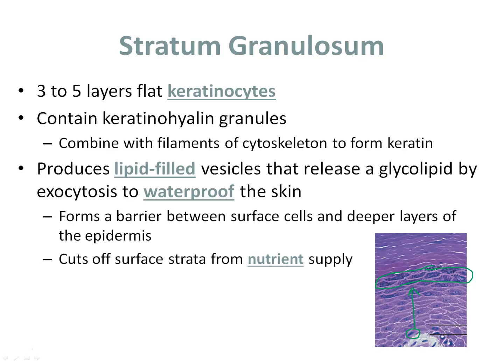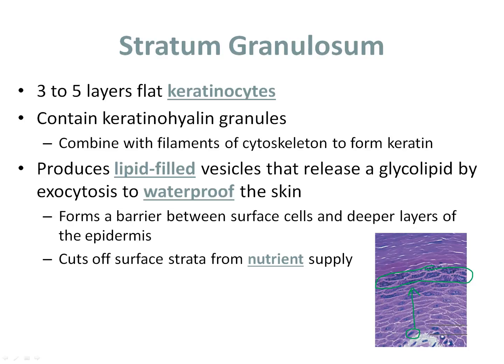The stratum granulosum contains granules of keratohyalin, and these combine with filaments of the cytoskeleton and result in keratin. The stratum granulosum cells also produce lipid-filled vesicles that release a glycolipid. So this is a carbohydrate-fat combination, and they release that by exocytosis, and this helps to waterproof the skin.